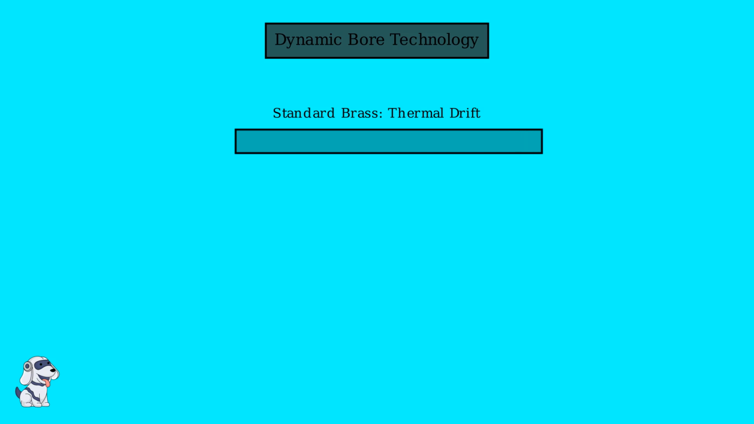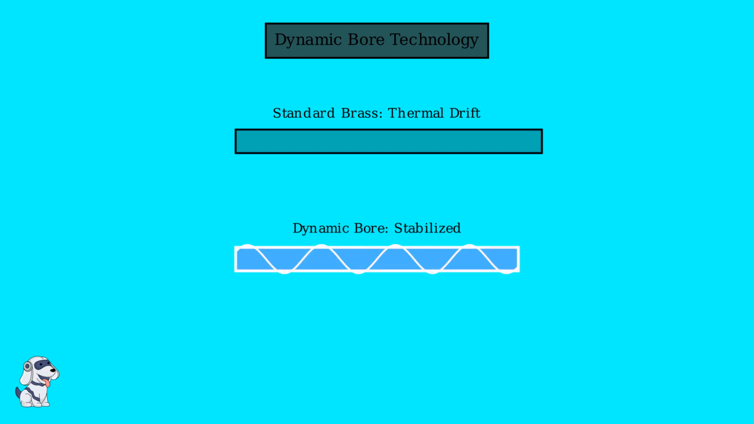As the air inside warms, the effective acoustic length changes, shifting the resonant nodes. Dynamic bore technology automates the adjustment of the internal tube diameter. By utilizing shape memory alloys, the instrument compensates for heat in real time. This mechanism ensures that the resonant frequency remains constant, providing stable intonation regardless of how long the instrument is played.